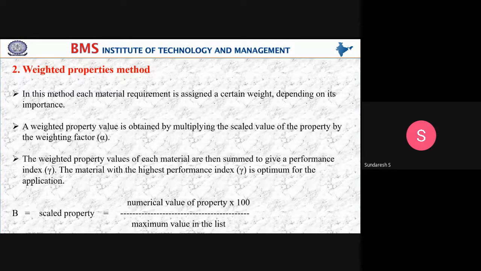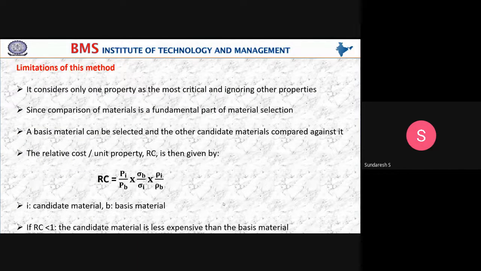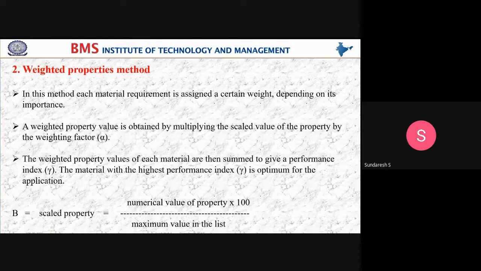This is what we say, the limitations of this method, as well as how we can calculate the relative cost per unit property. So of course, when we solve the problem, we'll understand how to use this method to initially screen the material based upon the cost per unit property ratio, right? This is the first method. Coming on to the second method, we call it the weighted properties method.